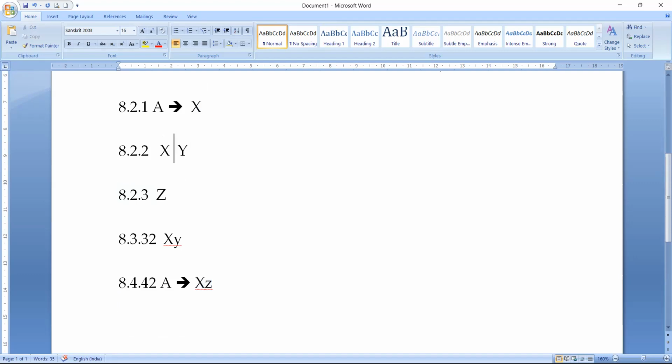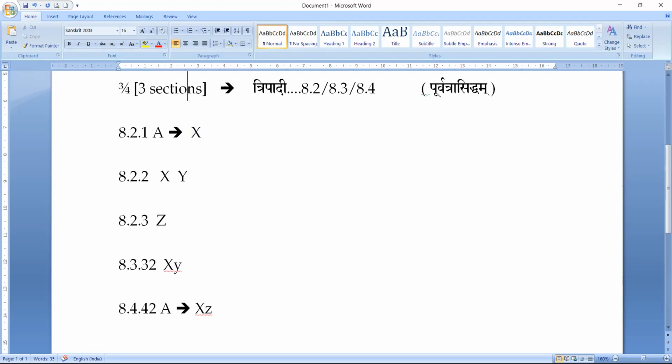So 8.2.2 cannot see Z, cannot see XY, cannot see XZ. It can see only the resultant of the preceding sutra, which is 8.2.1 or the sutras in Sapada Saptadhyayi. So X is only visible for 8.2.2. Similarly, for 8.2.3, only Y is visible. It can process on Y. It cannot see XY. This is what Purvatra Asiddham is. Purvatra means that which are preceding. It doesn't have access to the resultant of the succeeding. Therefore, I said you have to apply the rules in order. Simple.